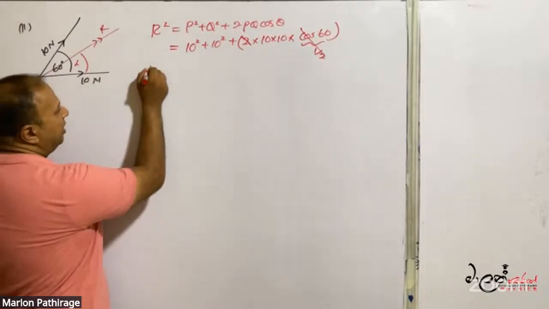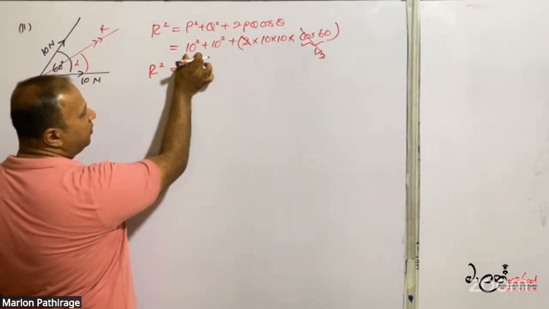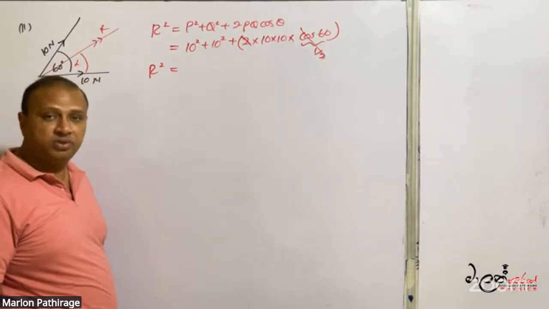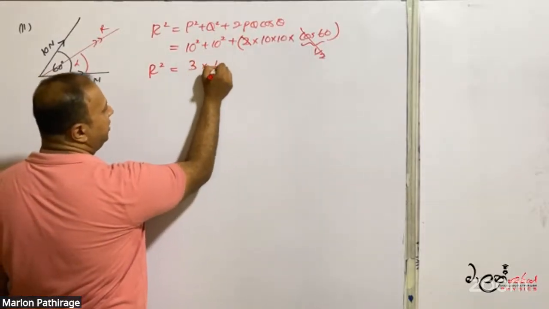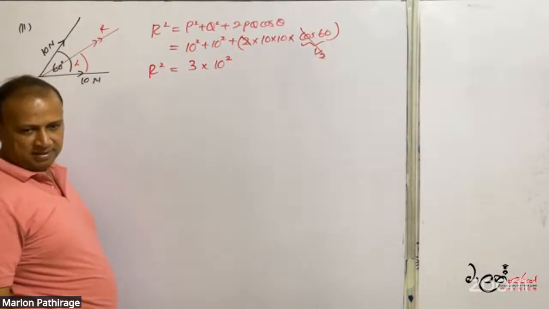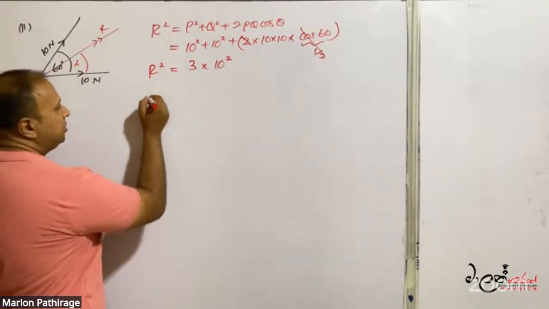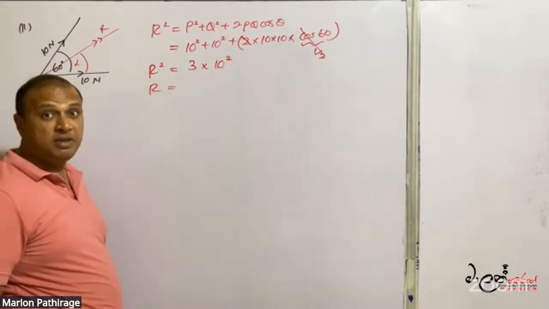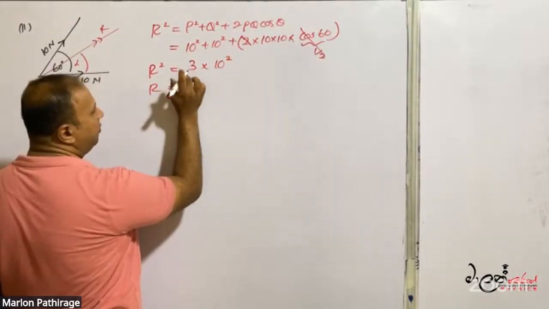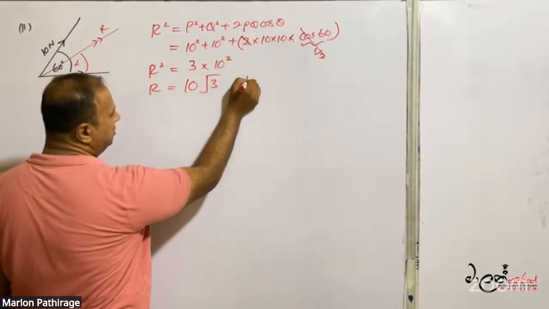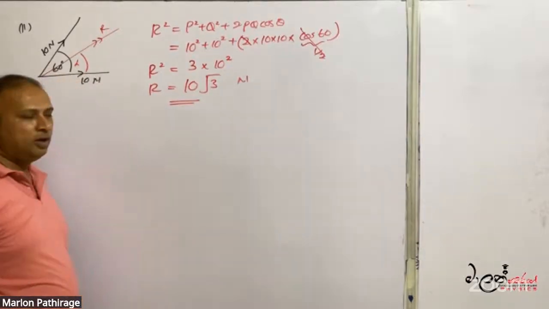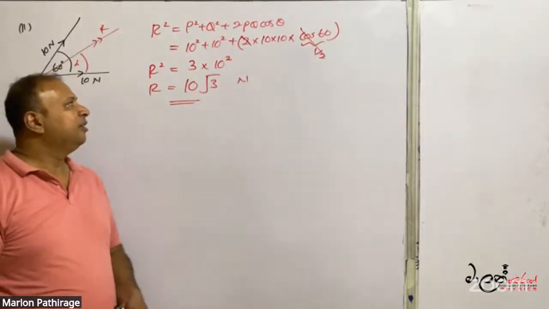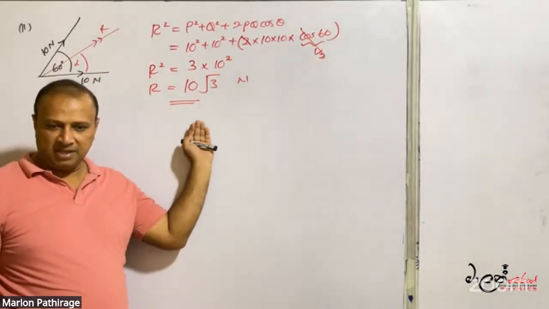Therefore, R square is equal to 10 squared plus 10 squared plus another 10 squared. That means 3 times 10 squared. If you take the square root of both sides, the square root of 10 squared is 10, and the square root of 3 is root 3. So R is 10 root 3. If you got this answer, please raise your hand.